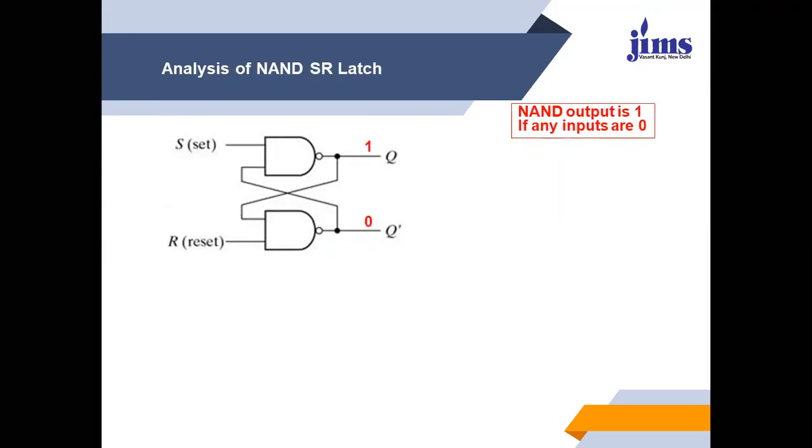Now consider another case. Suppose Q is 1, Q bar will be 0. Now here S is 0 and R is 1. So whenever S is 0, then the output will be 1. 1 comes here and the output will be 0.